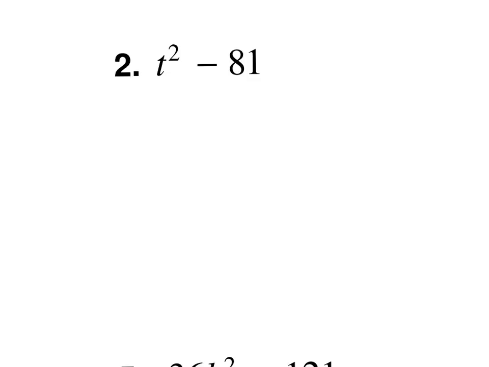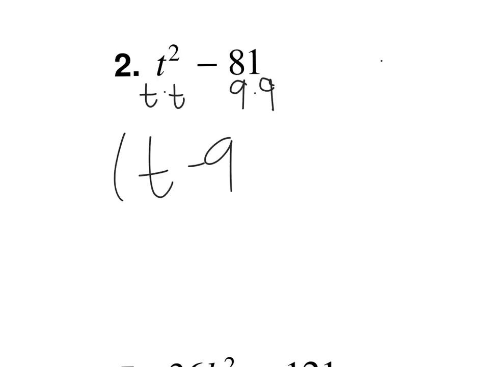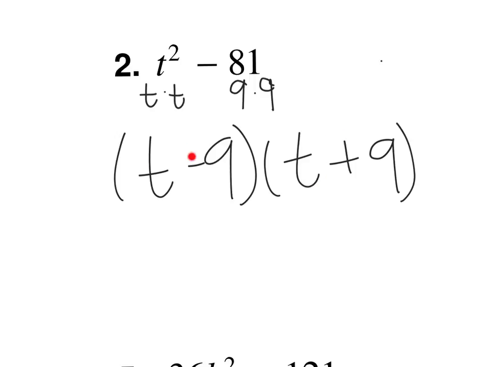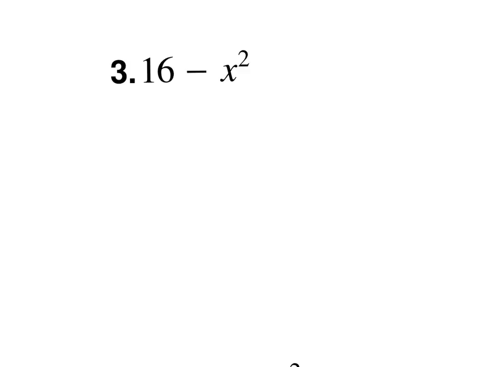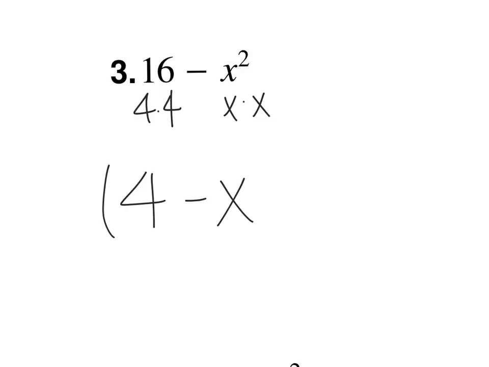So if I have t squared minus 81, well, t squared is t times t. 81 is 9 times 9. So this will factor into t minus 9 times t plus 9. And it does not matter if the plus is first or the minus is first. That information is not important. But what matters is that you have one of each. So number 3 is still a problem like this. It says 16 minus x squared. Well, 16 is 4 times 4, and x squared is x times x. So this will factor into 4 minus x times 4 plus x.